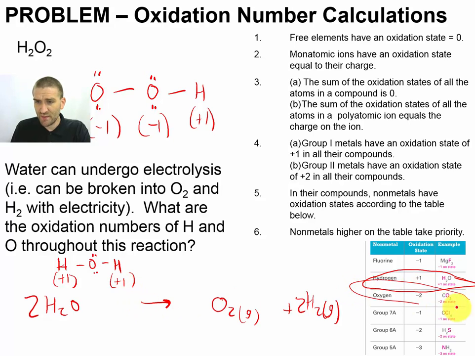Oxygen is typically going to be a -2 oxidation state. The sum has to equal the total charge, which is 0. +1 minus 2 plus 1 is in fact 0. So right, this will be the correct set of oxidation numbers for it. Now, oxygen gas is going to be its elemental form. Free elements have an oxidation state of 0. And so its oxidation state should be 0, and so should this one.